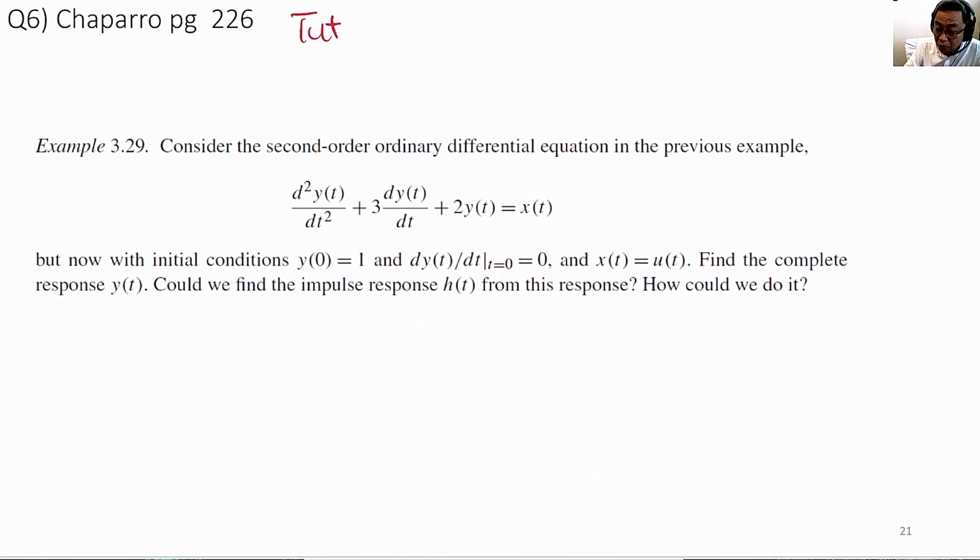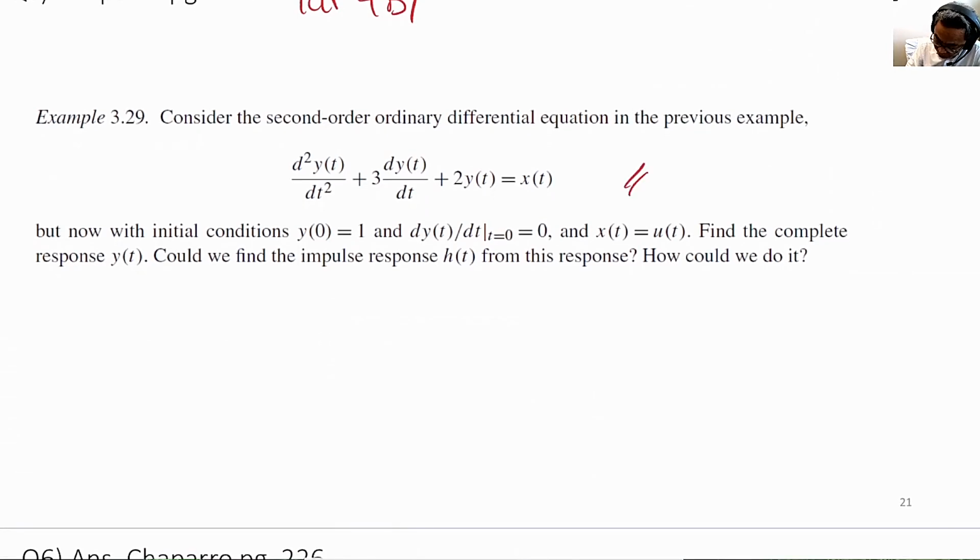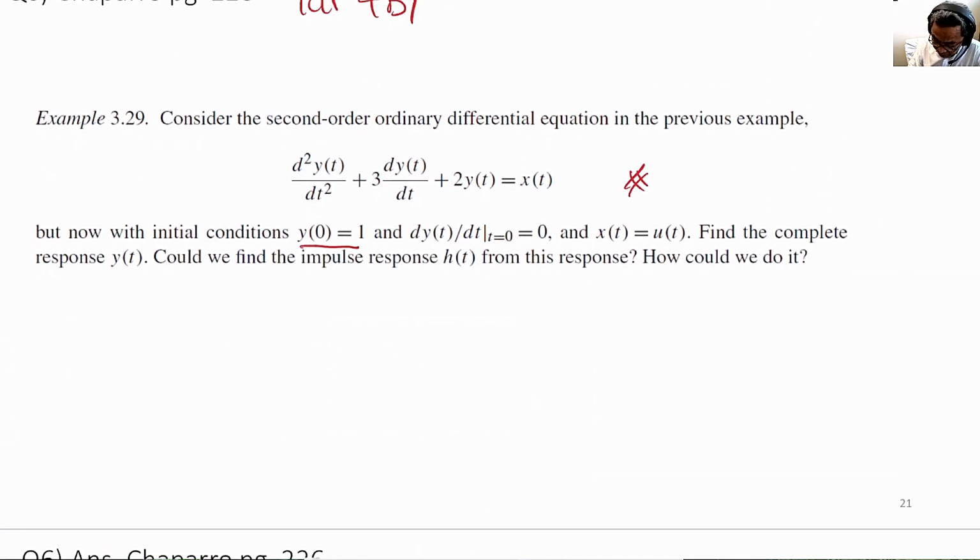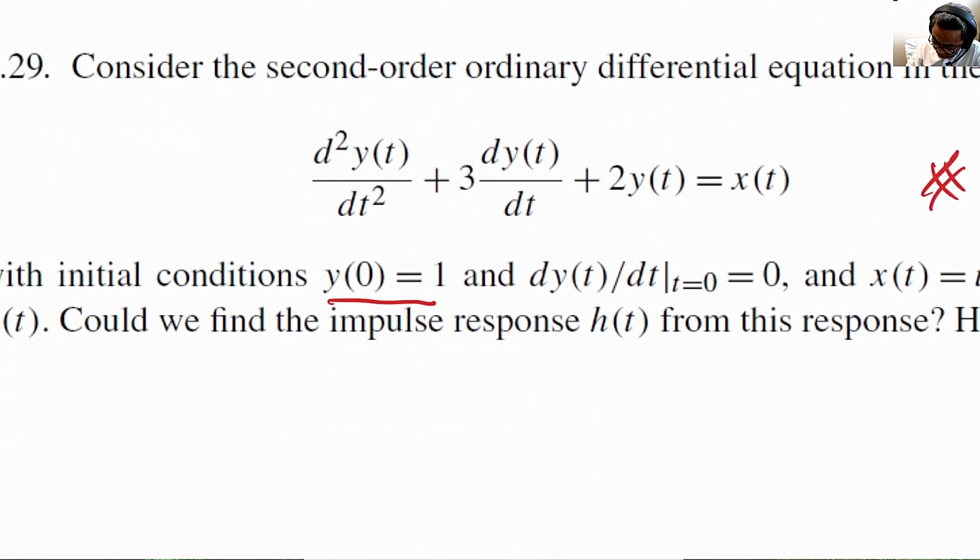This is tutorial 4B, Laplace Transform, question number 6. We're given a differential equation over here. Initial condition: y at time 0 equals 1, so y(0) = 1. y dot 0 equals 0, so y dot 0 is dy/dt at time equals 0.